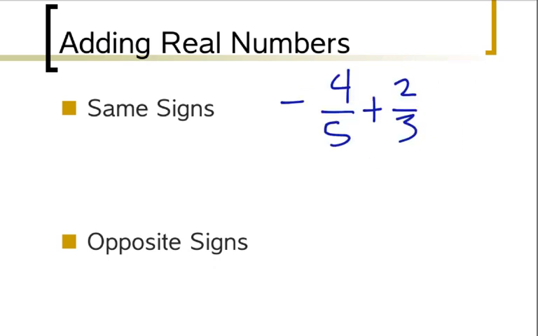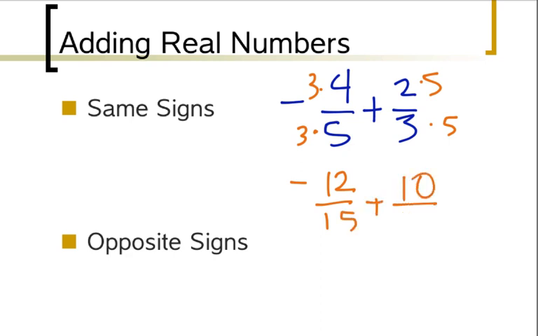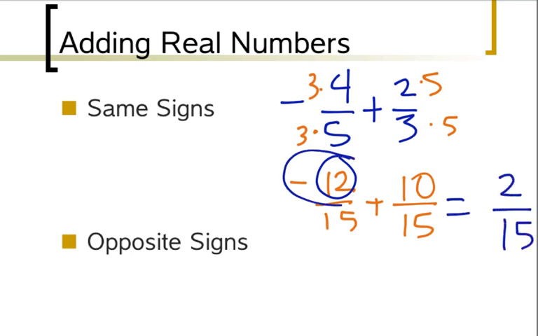So let's try one with fractions. This one has negative 4/5 plus 2/3, and they're opposite signs, and they don't have common denominators. So I need to multiply this one by a 3, and this one by a 5. And that's going to give me negative 12/15 plus 10/15. Now the 12 is the larger value, and so what I do is actually subtract the 12 minus 10, and that's going to give me 2/15. Leave the bottoms alone. But because the 12 had the larger value, you put the negative here.